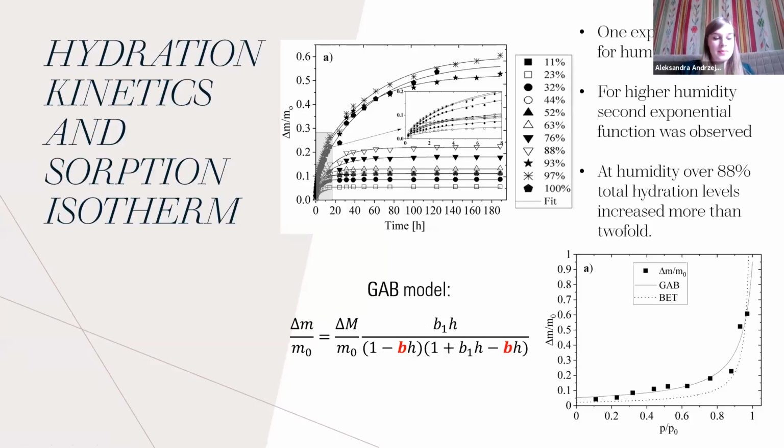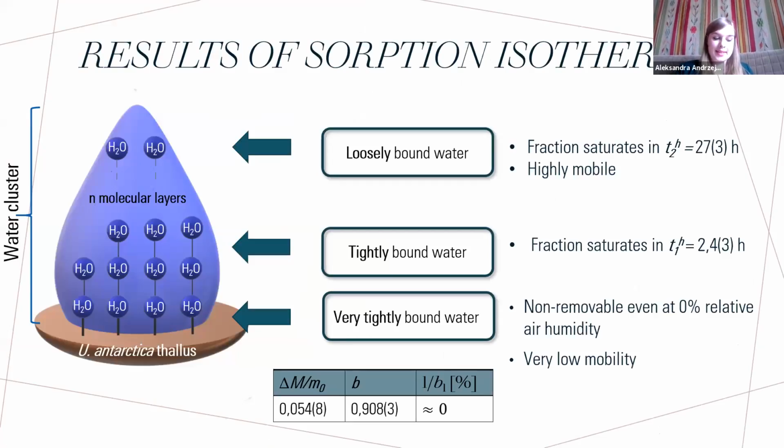The GAB model is simply the expanded BET model by adding the B parameter, marked red. Parameter B describes the ratio of binding sites covered by N water molecules, expressed in units of binding sites covered by N-1 molecules at maximum humidity. And now let us look at the results.